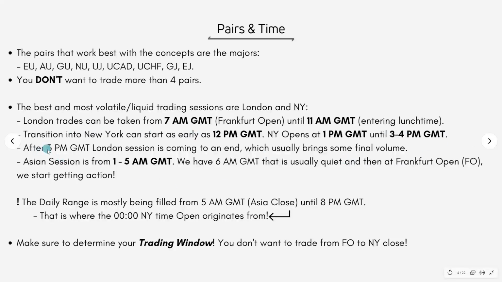And as you can see, after 3 p.m. GMT, London session is coming to an end, which will usually bring some final volume. But this final volume can do 2 things. So let's say you are short. Let me grab the tool again. So let's say you took a short from right there and it's running down and it's coming into 3 p.m. GMT when usually London session is coming to an end.